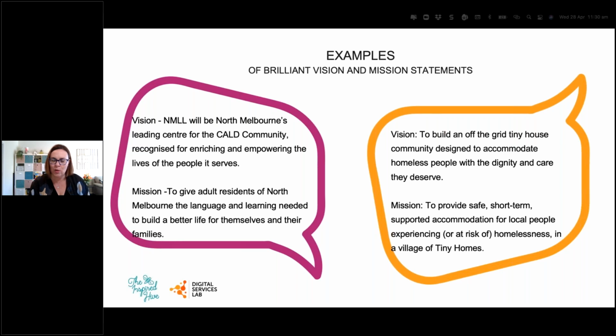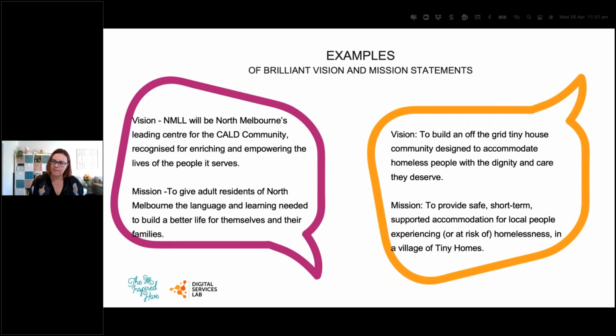So Belle, I'll get you to talk about Wallen with your vision and mission. Yeah, great. So I chose this organisation, Transition Village Wallen, one of my clients, because I think they have a really clear and concise vision and mission statement. Their vision is to build an off-the-grid tiny house community designed to accommodate homeless people with the dignity and care they deserve. Their mission is to provide safe, short-term, supported accommodation for people experiencing or at risk of homelessness in a village of tiny homes.